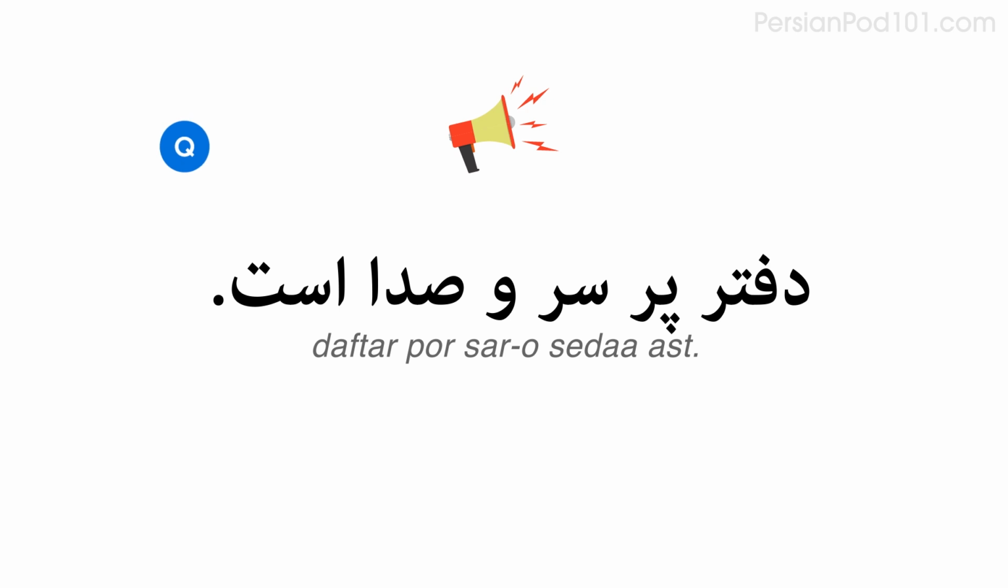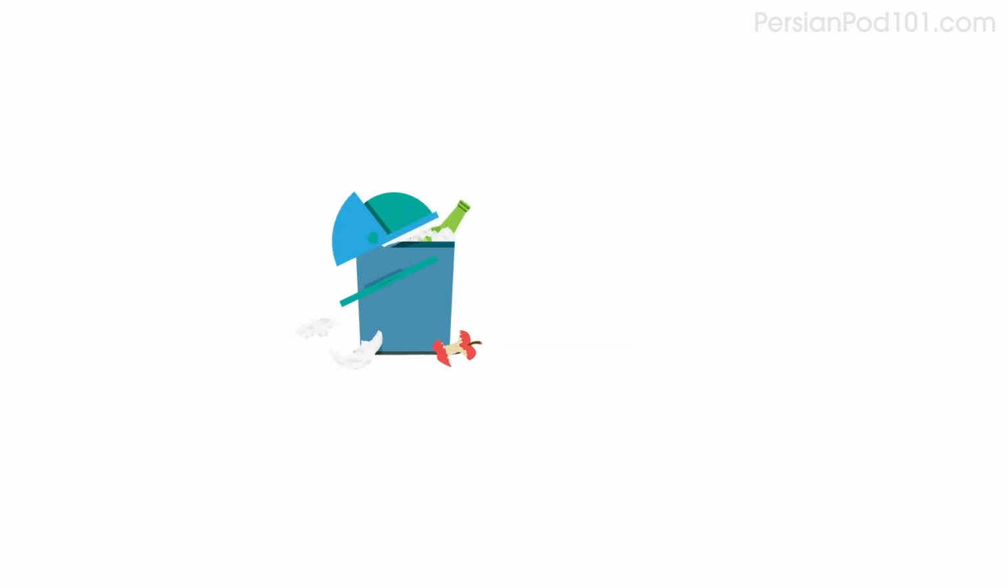همه چیز خوب است؟ دفتر پر سر و صدا است. Now imagine the office is dirty. Do you remember how to say dirty?